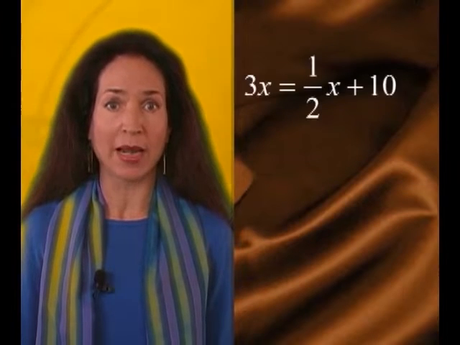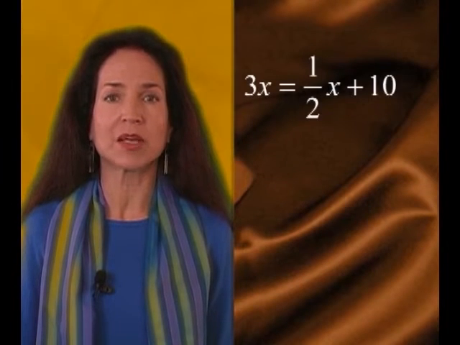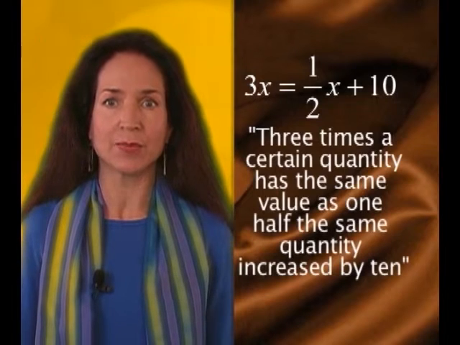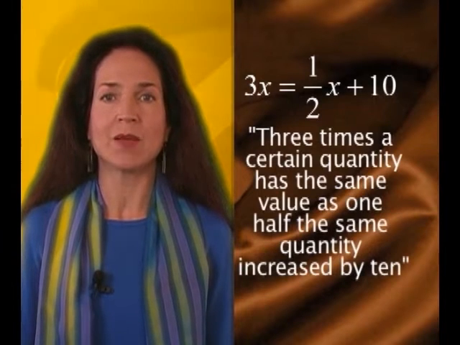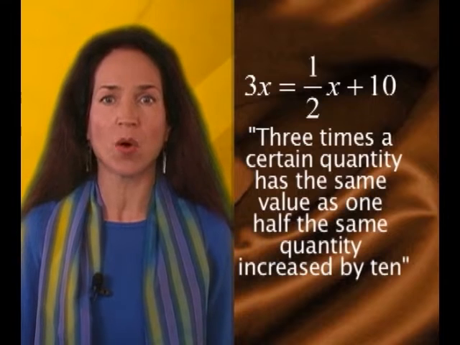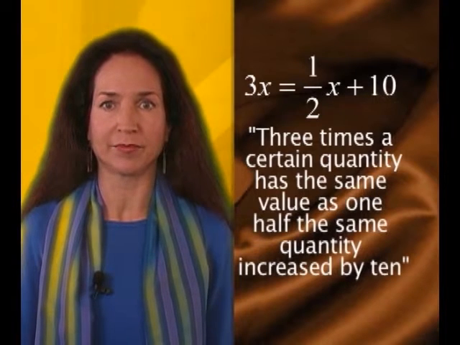For example, the equation 3x equals 1/2 x plus 10 would have looked something like this. 3 times a certain quantity has the same value as 1/2 the same quantity increased by 10.